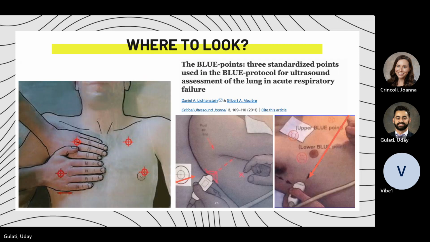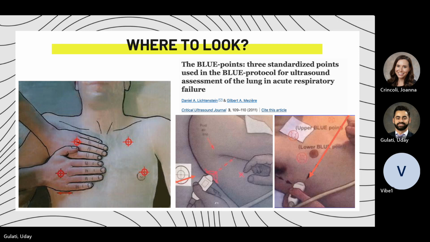And so where do you look? There are 6 points that you guys should be looking at, 3 on each side. This was very standardized when they did the research studies, but obviously there's going to be a good amount of variation based on body habitus. And then obviously other things come up, like maybe there's hardware in between and things like that.